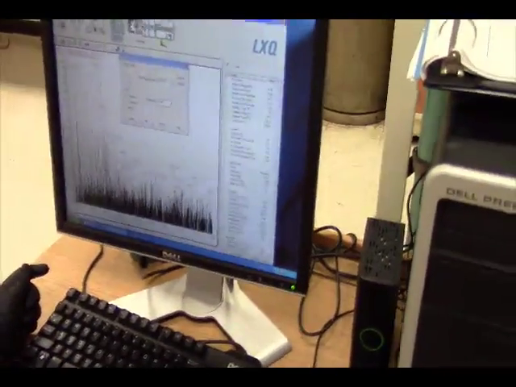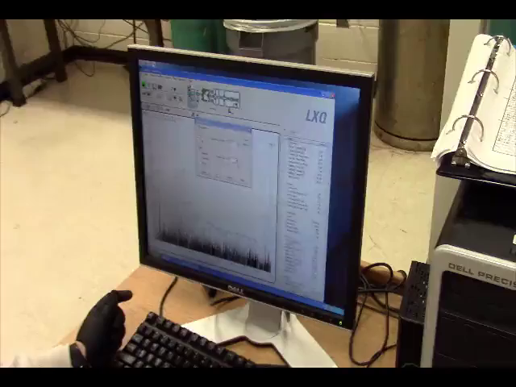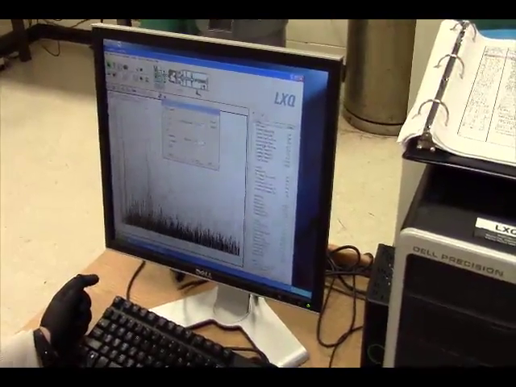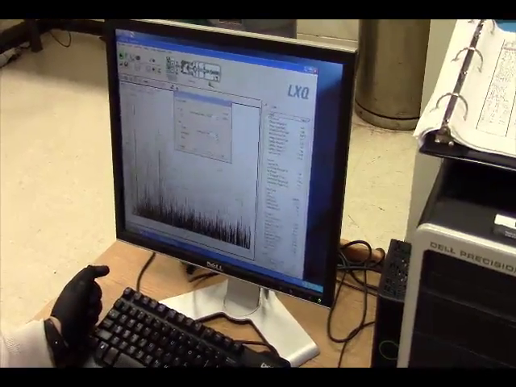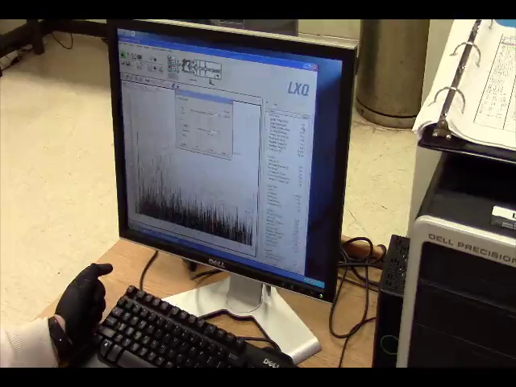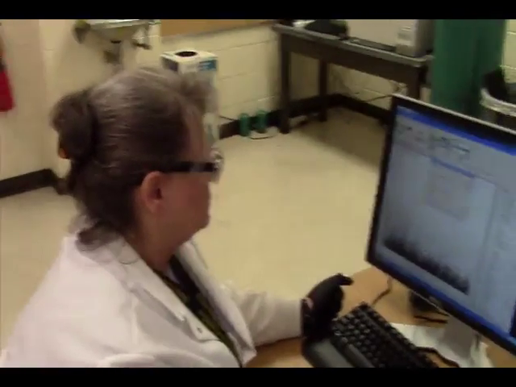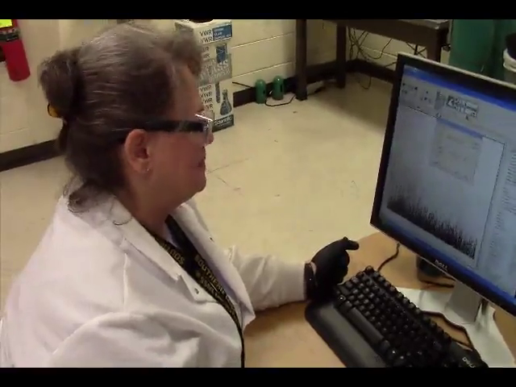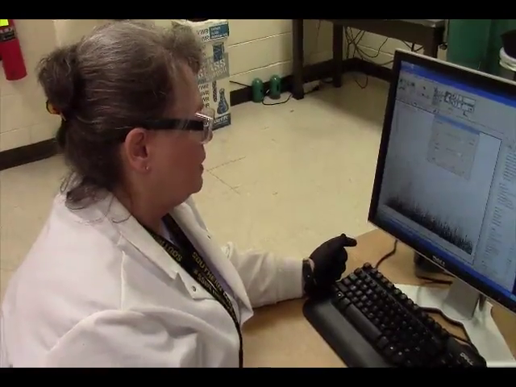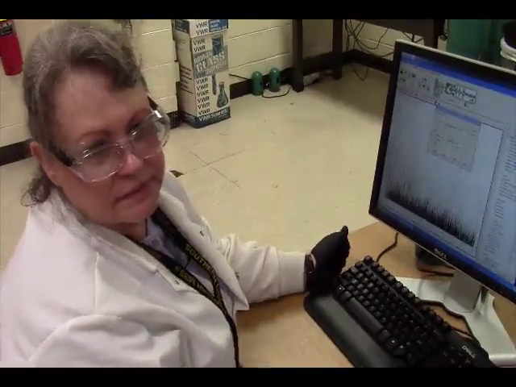So right now the voltage that's on it has a spray current of 0.46, but a spray voltage of 4.9 kilovolts. This is not cleaning very well. Our solvent.